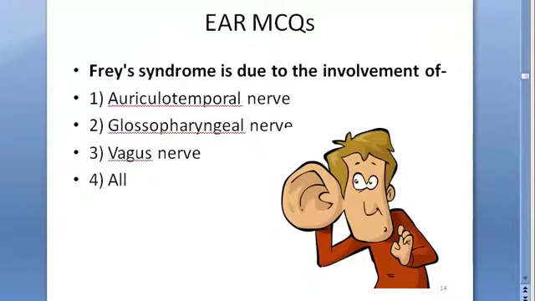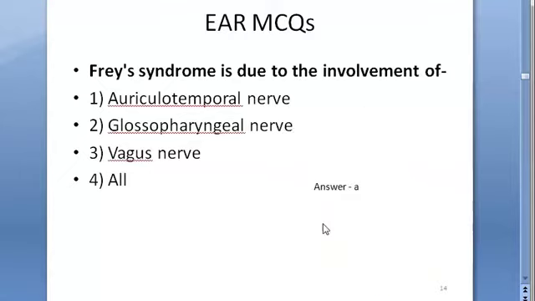Okay. So Frey syndrome is due to the involvement of which nerve? Auriculotemporal nerve. Yes, let's see the answer. Yes, it is auriculotemporal nerve.